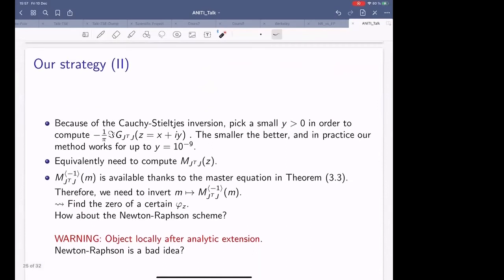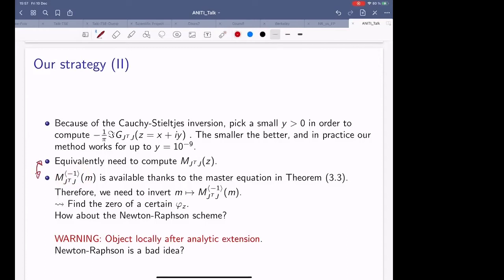So the strategy, if I have to say it very quickly, is because of the Cauchy-Stieltjes inversion, I have to look at this thing very close to the axis, for a very small y. Equivalently, I need to compute m. M inverse is, oh, that was theorem 3.3. Sorry. The master equations that I showed you give me the M inverse. Then the only step I need to do is this.